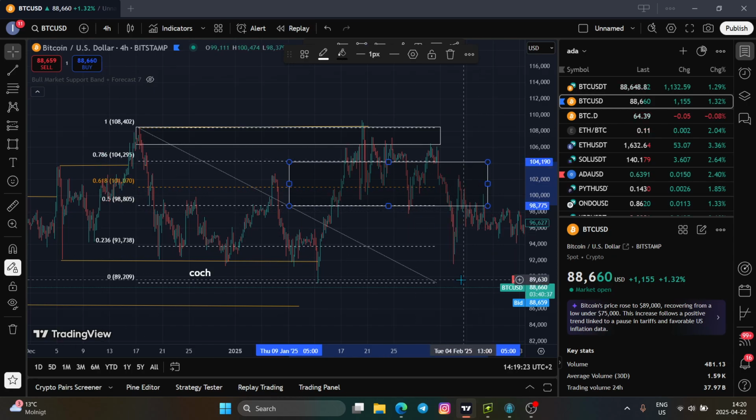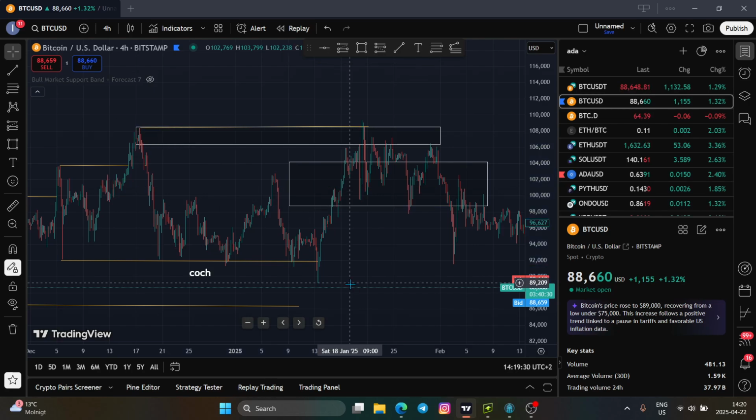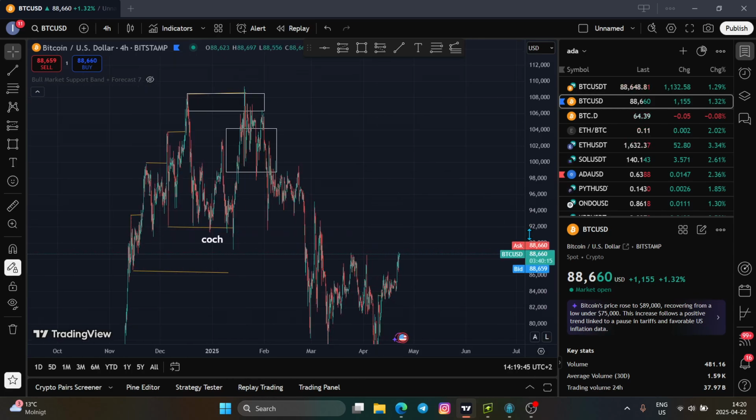So usually it retraces to this level before it goes down. So I can show you, this is the area. So usually it goes down, goes up like this, goes up to this area and goes down, and that's what happened exactly, guys, over here.